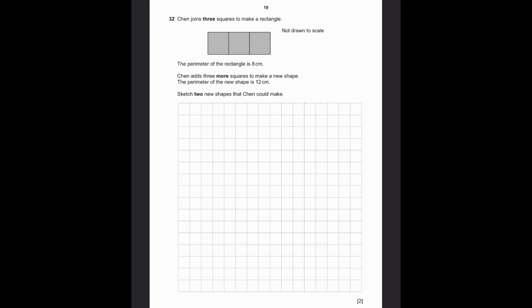Question 32. Chen joins 3 squares to make a rectangle. The perimeter of the rectangle is 8 centimeters. Chen adds 3 more squares to make a new shape. The perimeter of the new shape is 12 centimeters. Sketch 2 new shapes that Chen could make. Well, if you try using trial and error, you can see that we can draw the first 3 squares over here first.